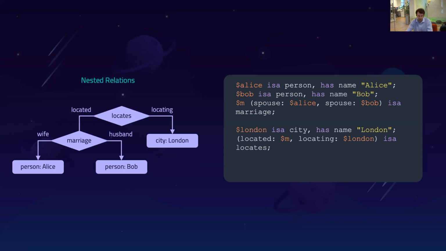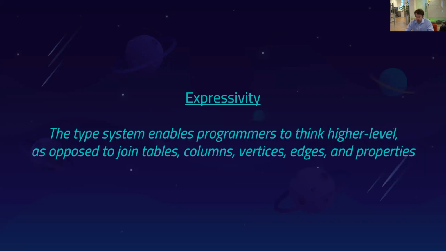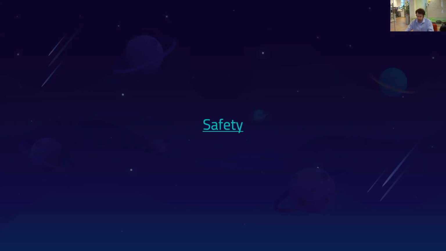Now, what that means to your schema, that of course depends. But this is one of the many unique things about using TypeDB. So we say that the expressivity is that the type system enables programmers to think higher level as opposed to join tables, columns, vertices, edges, and properties. So now let's look at the safety aspect.